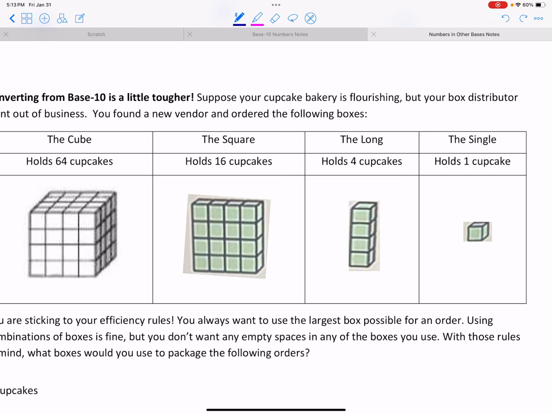The single will still hold one cupcake, but this time the long holds just 4 cupcakes, the square holds 16, and the cube holds 64. And so these are all powers of 4. You've got 4 to the power of 0 is 1, 4 to the first is 4. This is the one that's going to tell you the base that you're looking at. And then you've got 4 squared to make 16, and 4 cubed, which makes 64. So these are all powers of 4. Just keep that in the back burner.